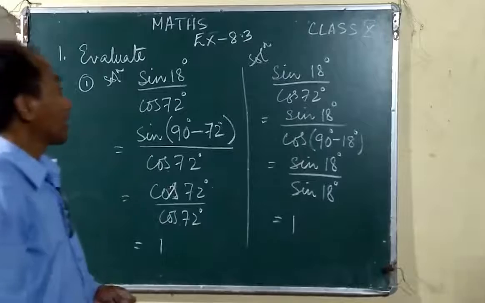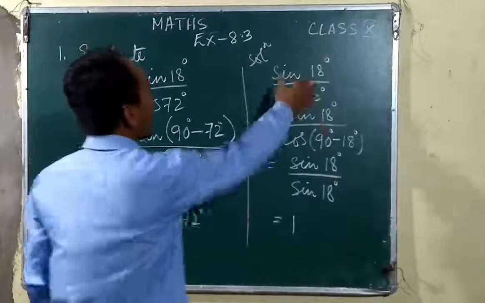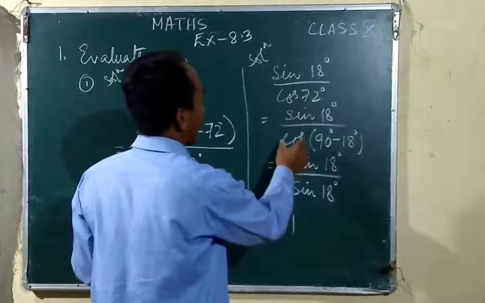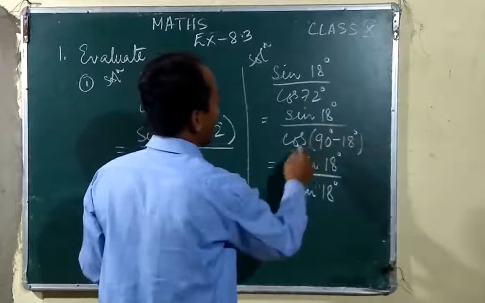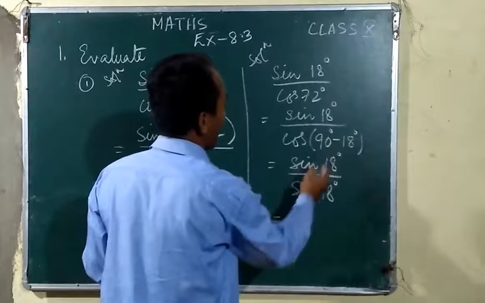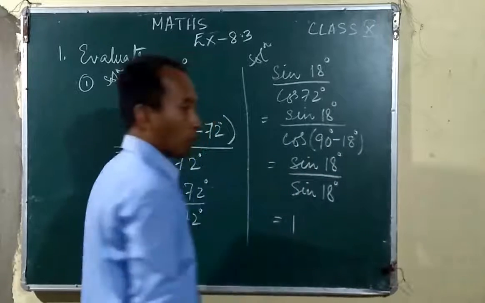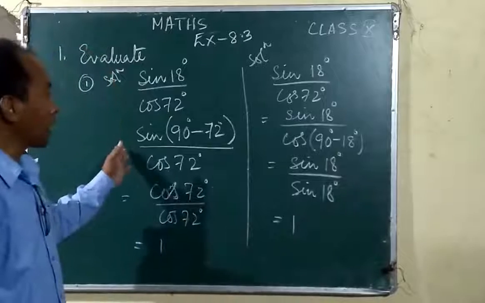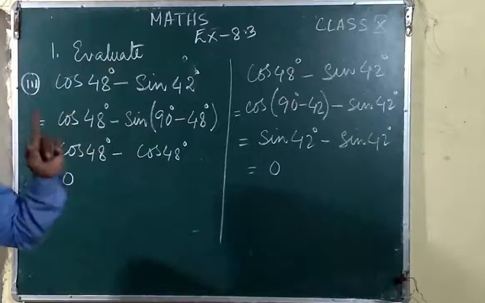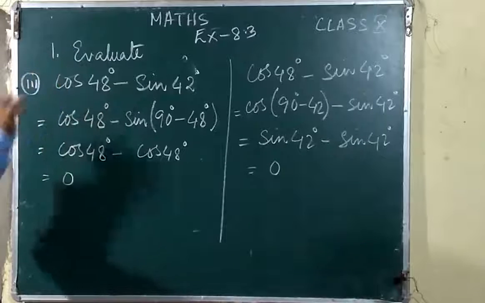Similarly, we can do the same sum in this way. Keeping sine 18 fixed, cos 72 will be converted into cos 90 degree minus 18. This becomes cos 90 minus angle A. Cos 90 minus angle A is sine A. So sine 18 degree by sine 18 degree is 1. Whether you do it in this way or in this way, it is the same. Question number 2 is the same as question number 1. So you can try it now.